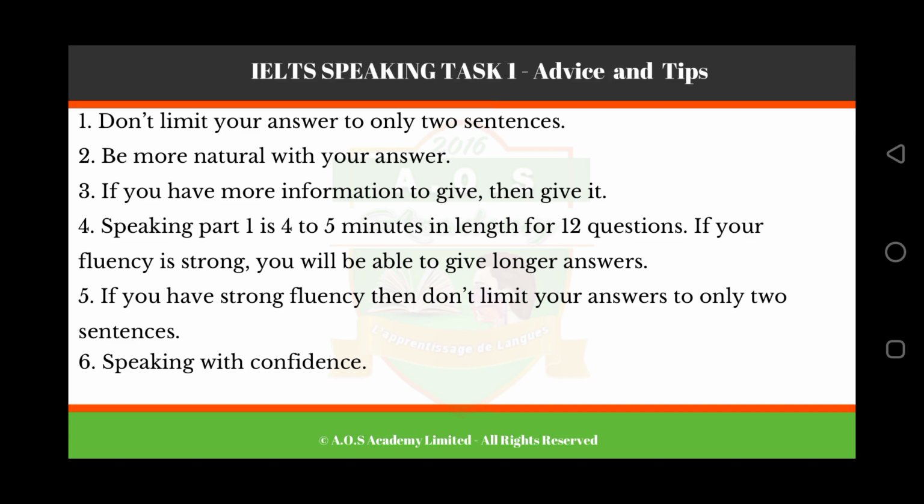The next one is, if you have strong fluency, don't limit your answers to only two sentences. I think I've said that earlier. So, to get a high score in fluency, you must show you are able to speak at length without much effort. And the last one is speaking with confidence. The key to scoring a high band in the speaking test is by speaking with confidence. As soon as you begin the test, relax and try to not treat it as a test but as a conversation with a good friend, right?